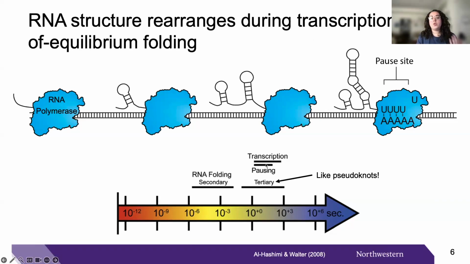However, transcription is not a unilateral process. In fact, there are these encoded pause sites throughout DNA and genes that let the polymerase pause, slow down, and these pauses can last again on the seconds time frame. During these pauses, the RNA can take advantage of that and actually undergo structural rearrangement to form whatever new or more favorable structures there are.